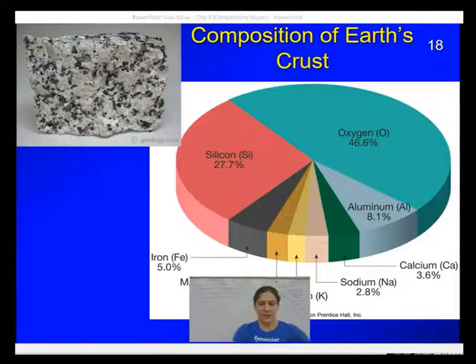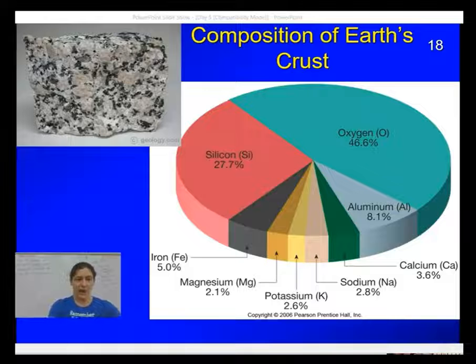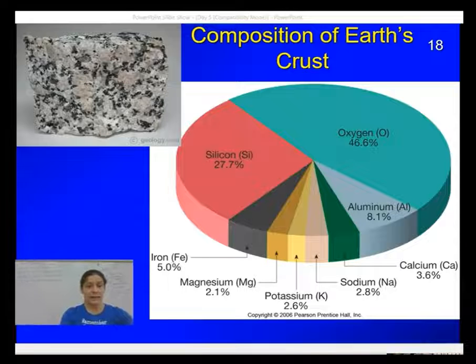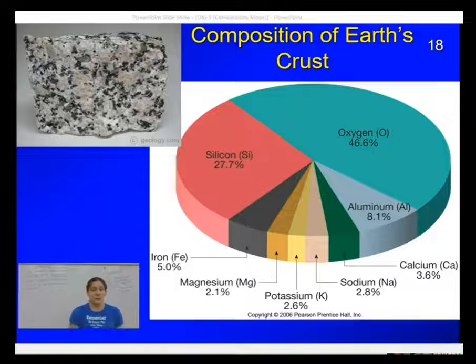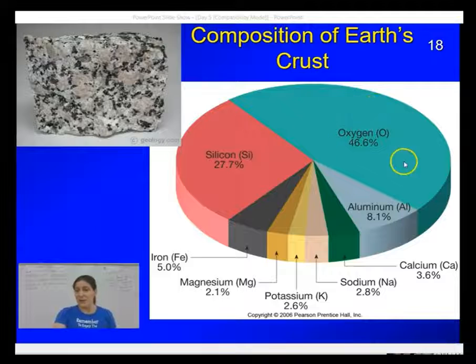Okay, so this here is a little pie chart showing us the major ingredients in Earth's crust. So when we talked about how Earth differentiated, we talked about how the lighter ingredients, the oxygen and the silicon, are the two major ingredients in Earth's crust. And here we can see that in this pie chart. You do not need to know the percents, but it's almost 50% oxygen and then almost 30% silicon. So there's a good chunk of the Earth's crust that are silicon and oxygen.